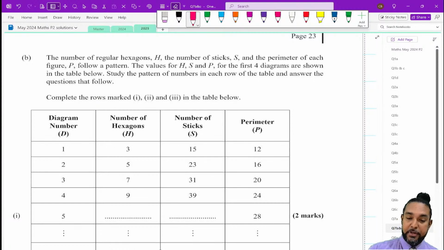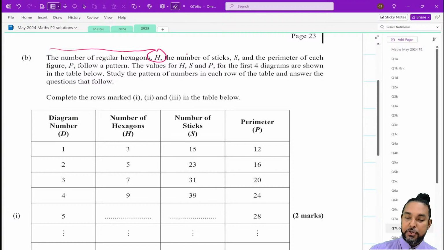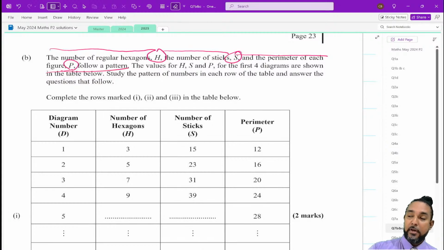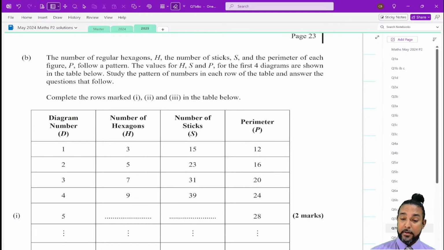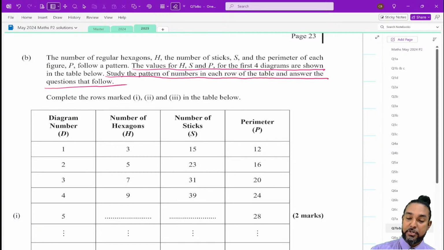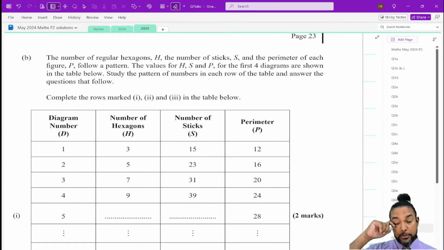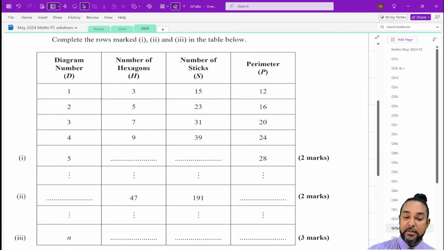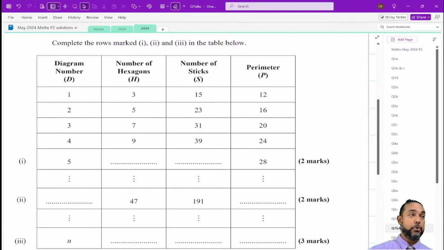Now let's take a read. The number of regular hexagons, H, the number of sticks, S, and the perimeter of each figure, P, follow a pattern. So you have hexagons, sticks, and perimeter. All right. So the values for each of these for the first 4 diagrams are shown in the table below. Study the pattern of numbers in each row of the table and answer the questions that follow.